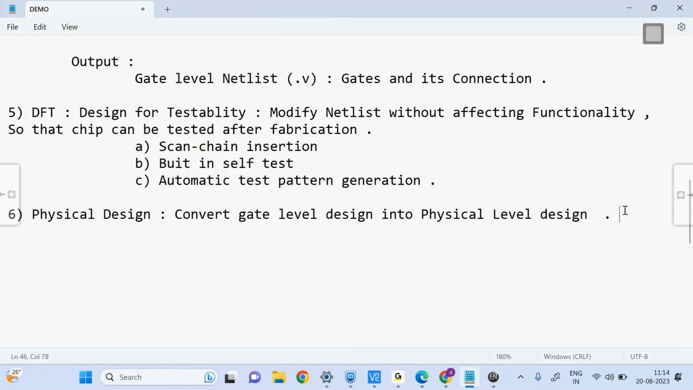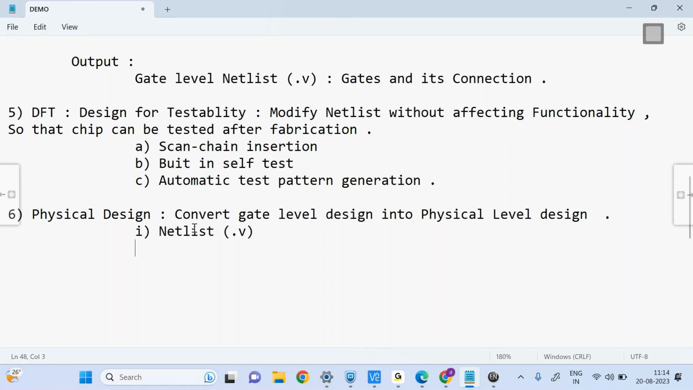The three input files we've already seen, right? One is the netlist. Where do we get this netlist? It is the output of synthesis, it goes to DFT, and it comes to physical design. This is the main file. This only we have to convert into layout form.